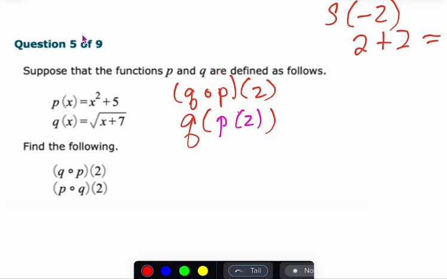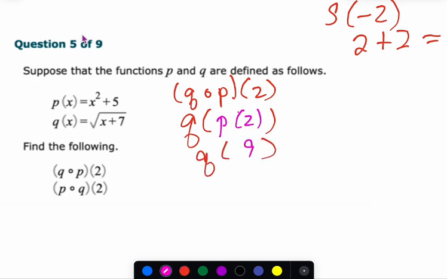So now we're going to plug 2 into the closest function. The closest function is P. So we're going to put 2 in here. Now you can do that sometimes in your head. 2 squared is 4. 4 plus 5 is 9. So that's just Q of 9.